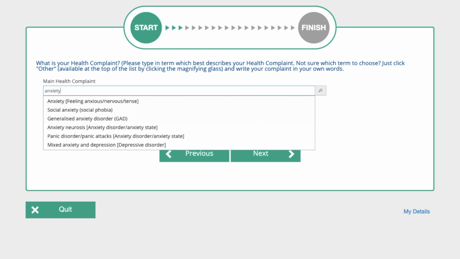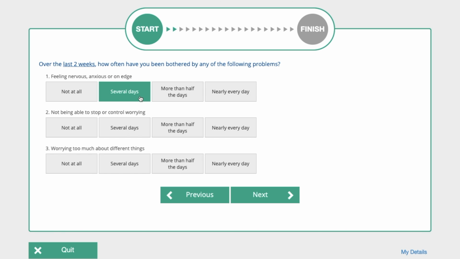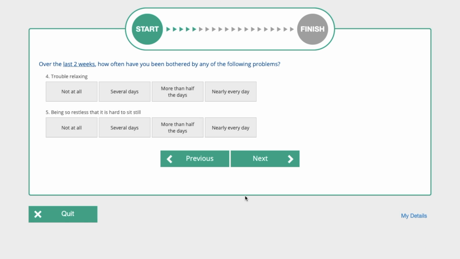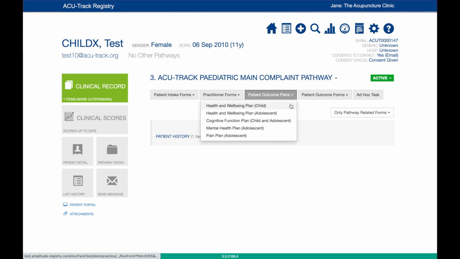The Mental Health Plan is ideal for monitoring adolescent patients presenting with any kind of psychological or mental health issues. It uses 2 brief questionnaires to assess key symptoms of anxiety and depression. The Mental Health Plan can also be used when there is a clear element of anxiety or depression accompanying another health complaint. It can be initiated alongside the Health and Wellbeing Plan.